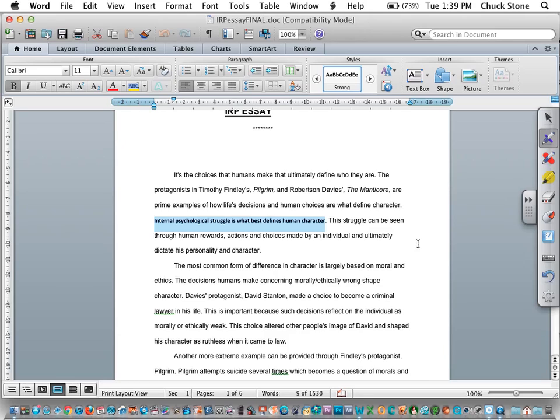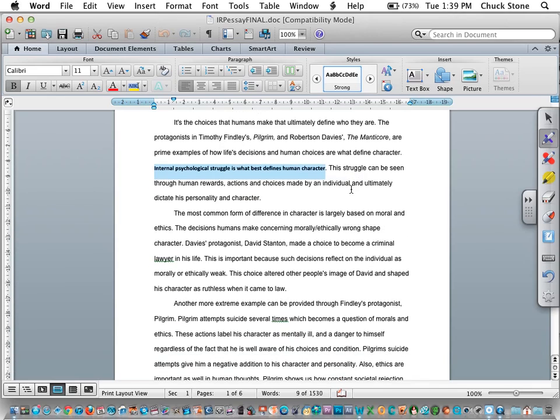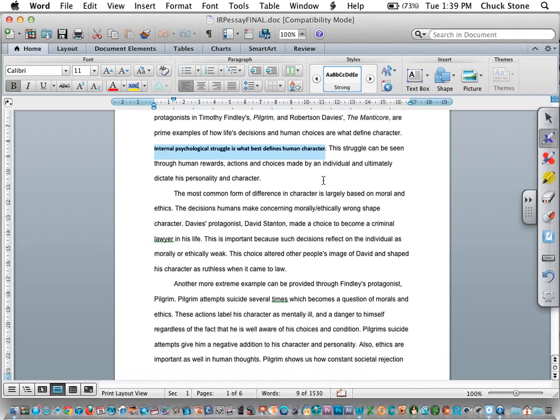And take a look again at this. The thesis statement, internal psychological struggle is what best defines human character, is more of a moral or a psychological issue. But this is not about morality or psychology. This is something about literature, and that's what you have to always be talking about, your literature.